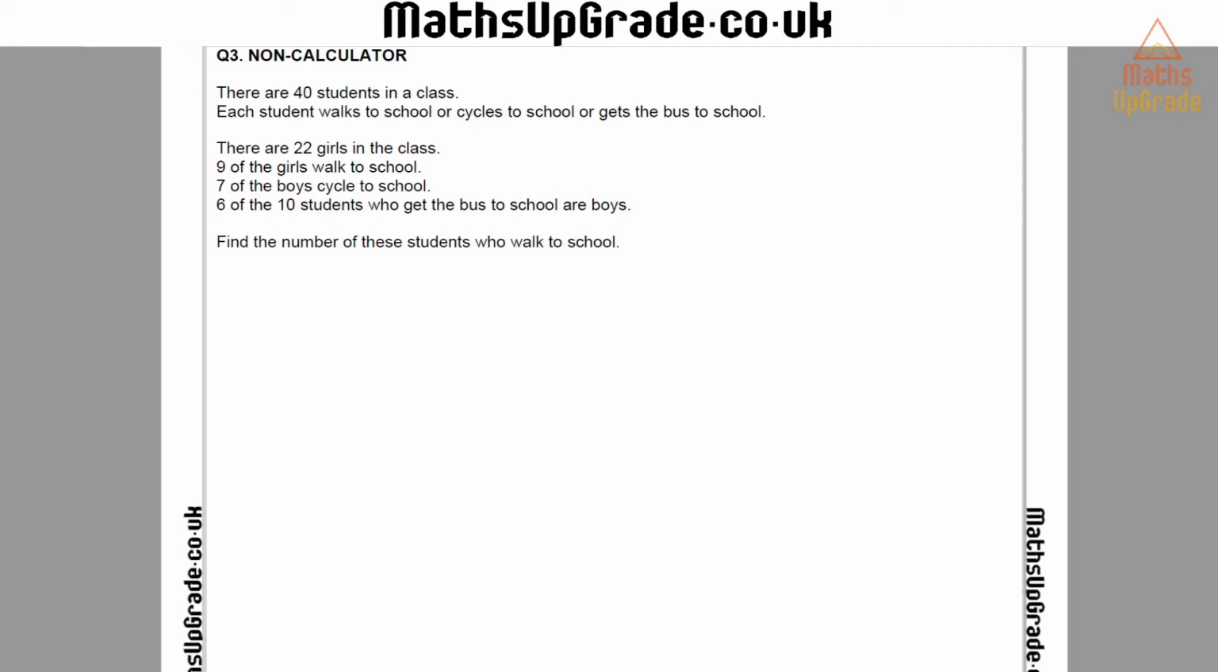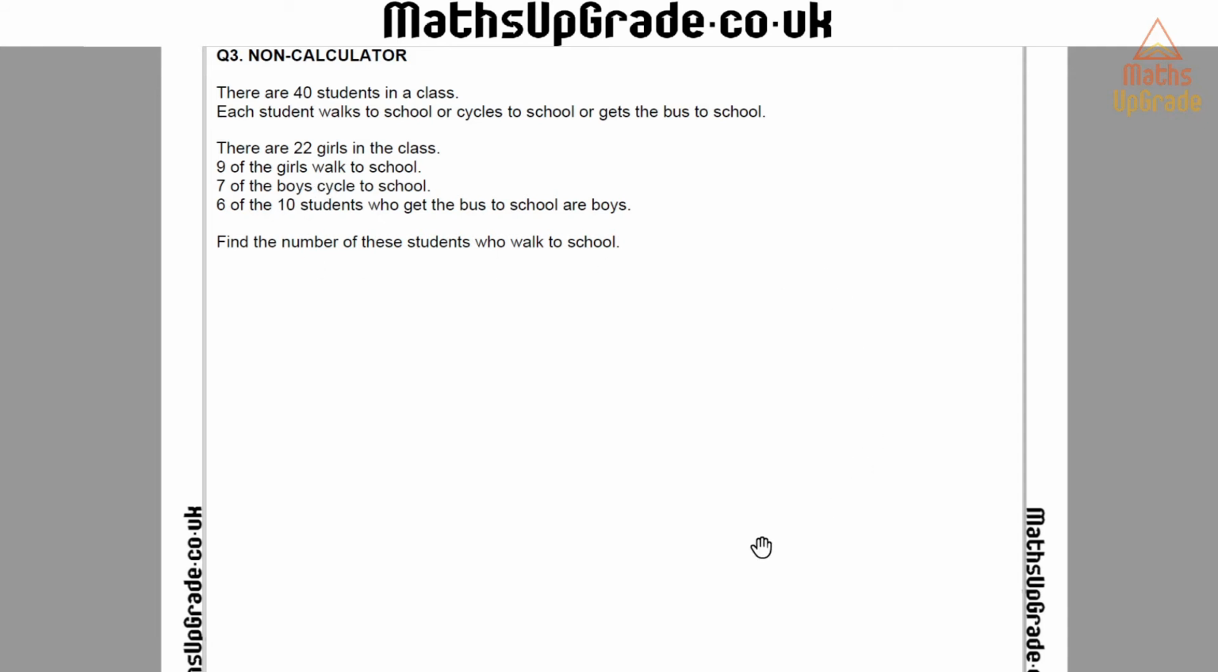In question 3, I'm told that there's 40 students in the class and each student walks or cycles or gets the bus. There's 22 girls, 9 of the girls walk, 7 boys cycle, 6 of the 10 students who get the bus are boys. You need to find out the number of students who walk to school. So this is a typical two-way table question.